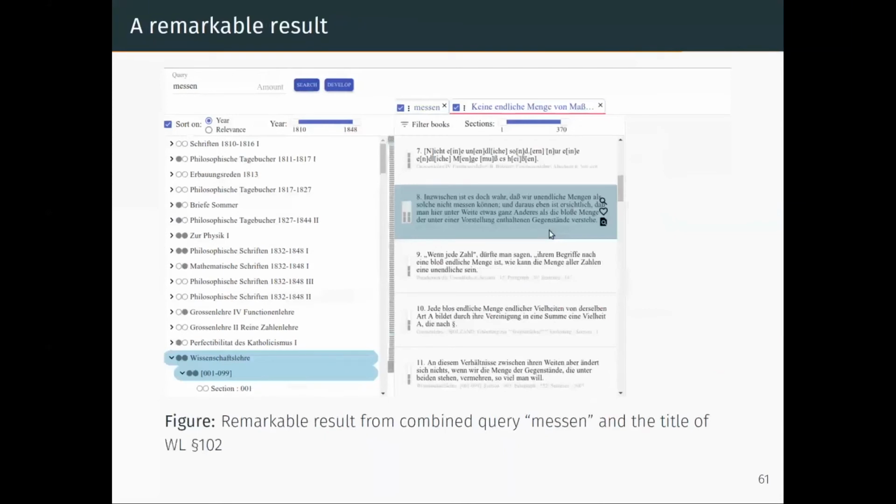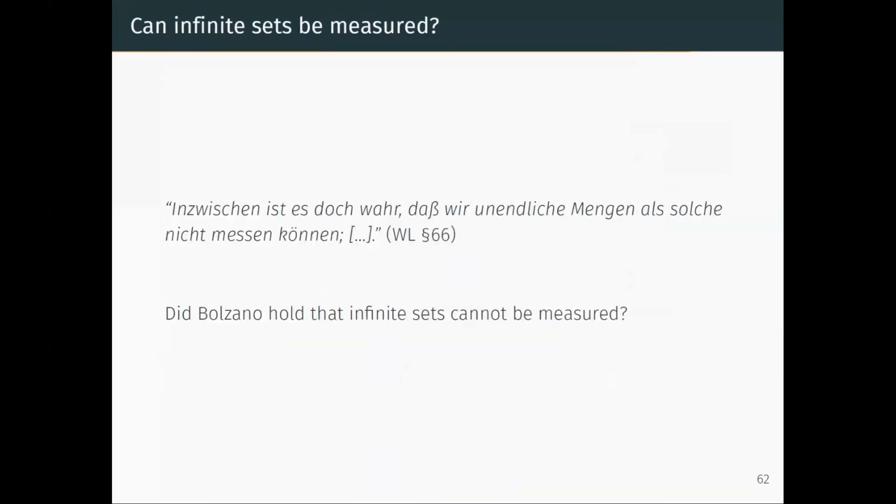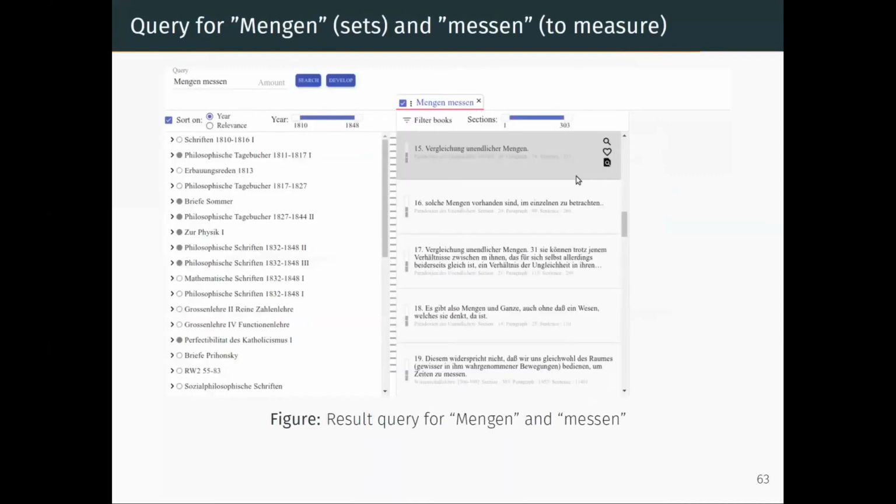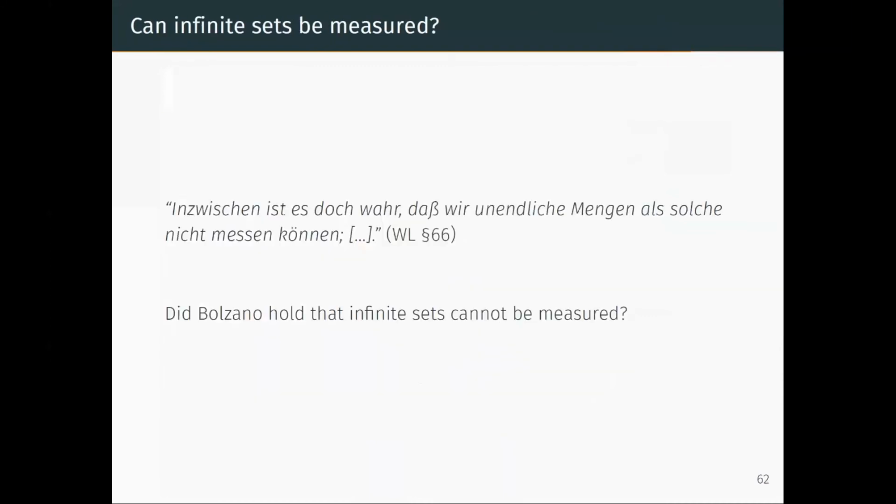We can do some combined searches. So, for example, the concept of messen and the title of the section, to restrict the results even more, to make the chance higher that we get something interesting. And then we find this sentence which says, in the meantime, it's also true that infinite sets cannot be measured. So it seems that Bolzano held that infinite sets cannot be measured, but that is okay.